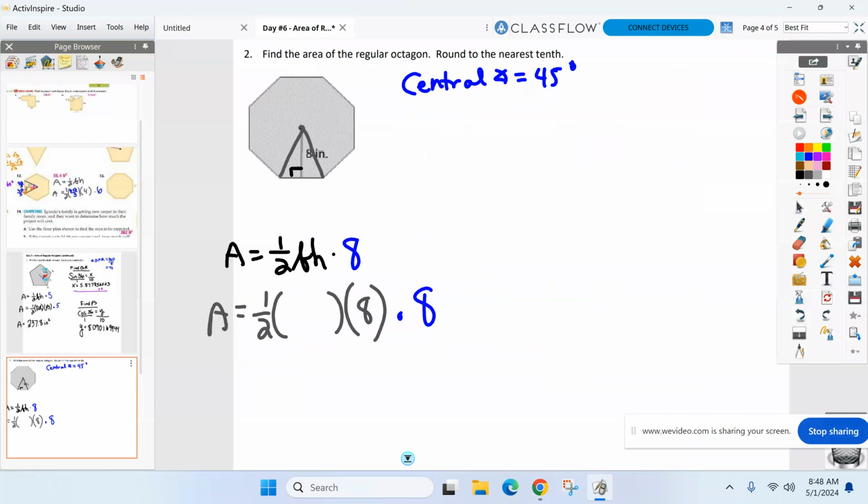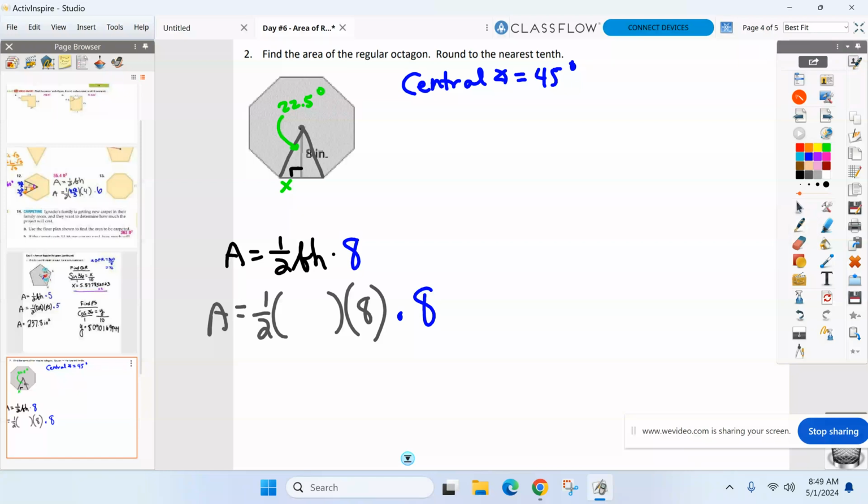Jonathan, I'll go back to you now. What's that angle now? 22.5 now, yes. So this is the angle I'm working with, 22.5 degrees. And there's only one side we need to find, right? And that's this side right here. So I can double it and find the base. We already know the height's 8. I don't need to find that side.